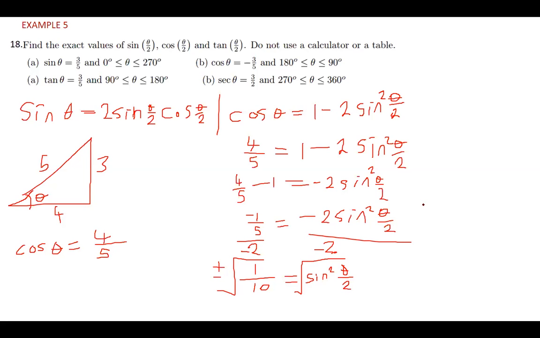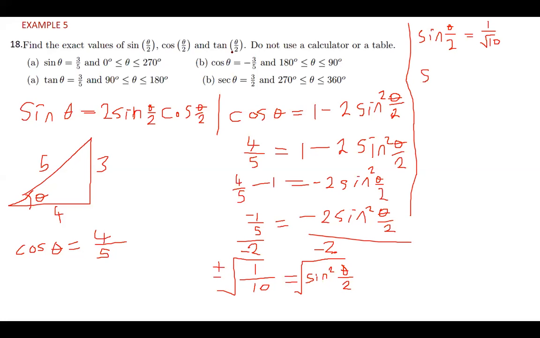All right, so this is what you're going to get. Here we have two possible answers. We'll either have sine theta over 2 being equal to positive 1 over the root of 10, or... so when you solve this, you're going to have sine theta.